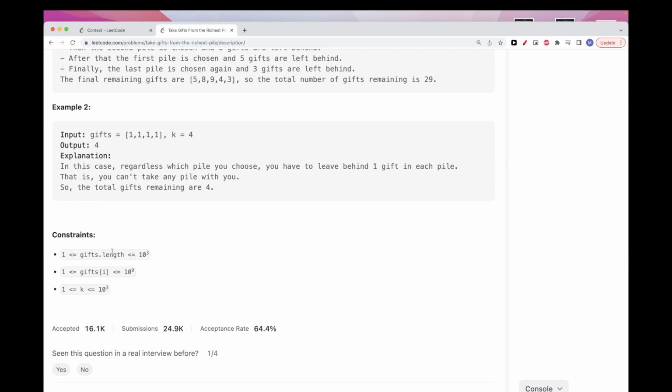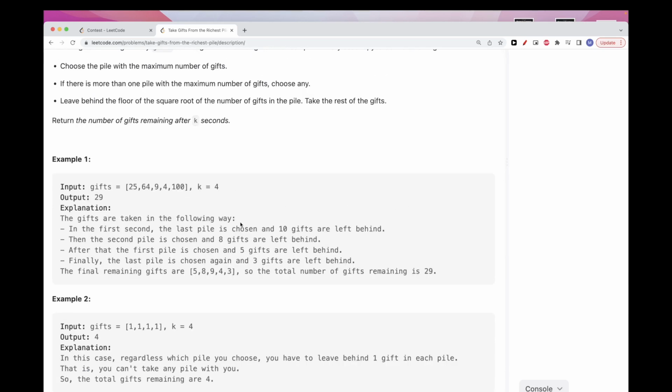Now, if we look at the constraint here, 10 to the power of 3 and 10 to the power of 3 for k, so 10 to the power of 6 should be fine. But just looking at the problem here, you can see that every time we want to take the highest value, right? So you should immediately think about using a priority queue for this. And so let's just use a priority queue and keep extracting until we do k iterations.